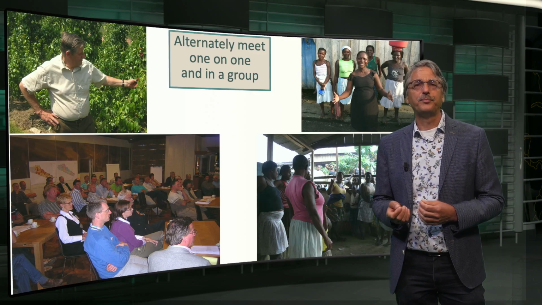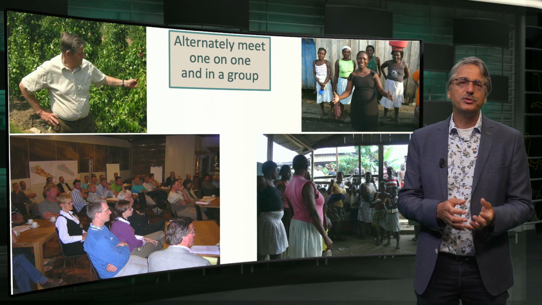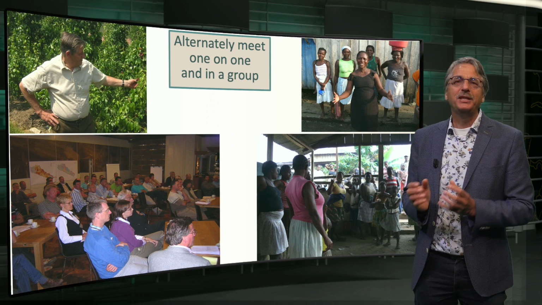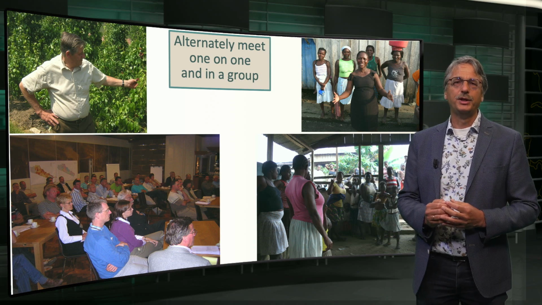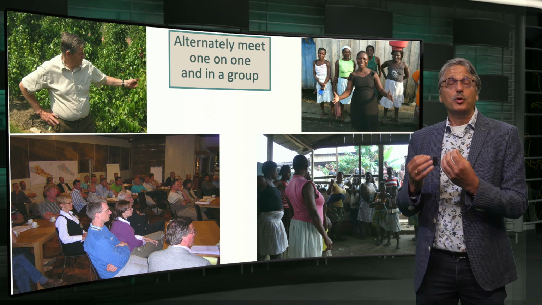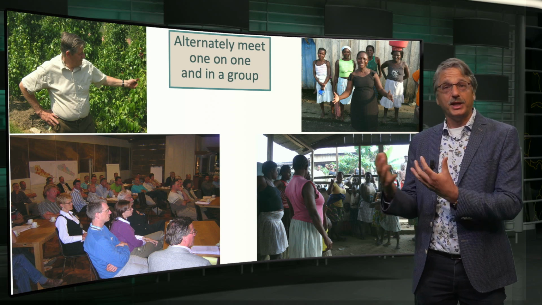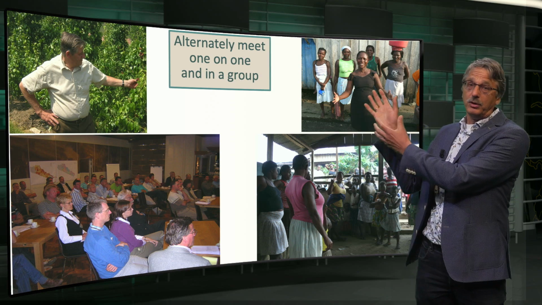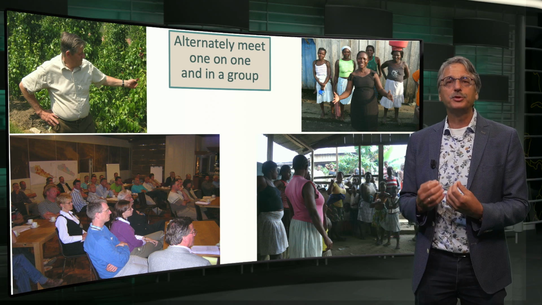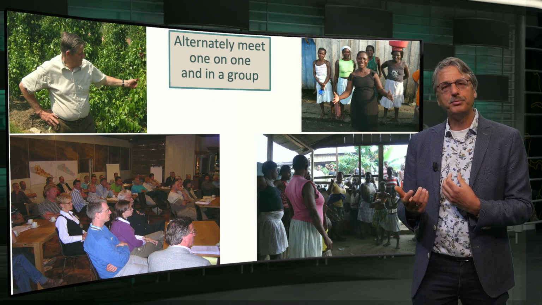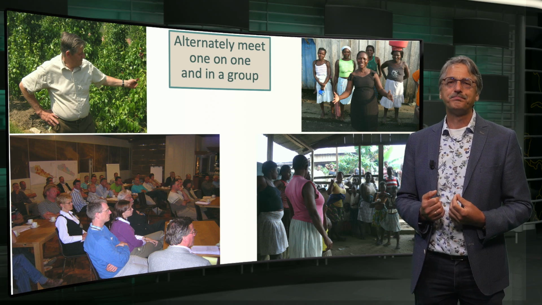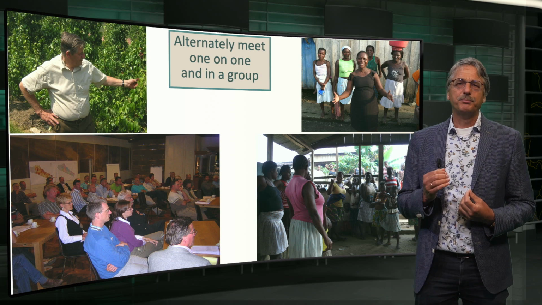Whenever possible, I alternately meet one-on-one with stakeholders and in a group. People say different things when you meet them one-on-one, like the fruit farmer in the Kromme Rijn area in the Netherlands, who proudly shows his fruit trees and says some things, or the fishmonger in Sao Tome, who shows the amount of fish he sold. I find that most people don't mind me bringing up that information in the plenary, even if they wouldn't have done so themselves.